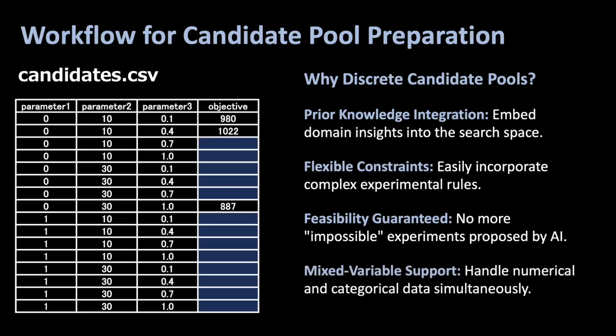Fourth, mixed variable support. NIMO handles numerical and categorical data simultaneously. For example, for this case, parameter 1 can be categorical while others are numerical. These features allow NIMO to handle a wide variety of exploration tasks.